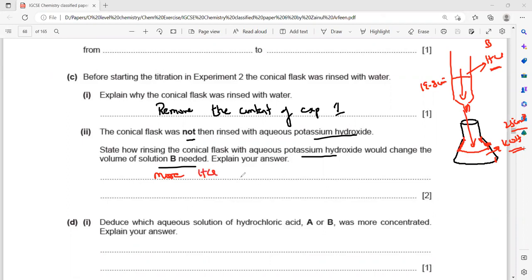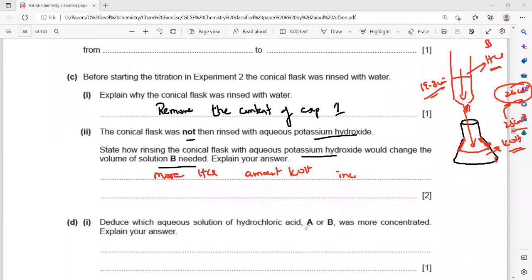Why do we need more HCl? Because the amount of potassium hydroxide increases as we rinse with potassium hydroxide. There is leftover potassium hydroxide and then we fill with 25, so the total volume may not be 25, it might be 26. For 26 cm cube, you need a greater amount of HCl as compared to 25 cm cube. Is it clear, this one? Yes, sir, clear.